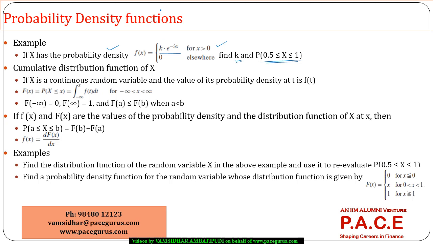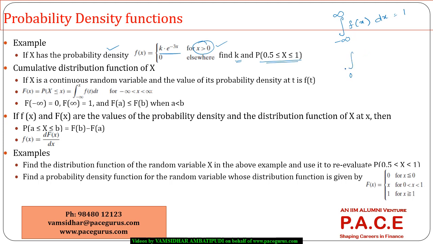But first, if I want to find my k, I have to make use of one of the properties saying that within the entire interval, when I am integrating across minus infinity to plus infinity f of x dx, it should be equal to 1. So this is one rule that I would like to use, right? Now anyhow, we know that it is from 0 to infinity only.